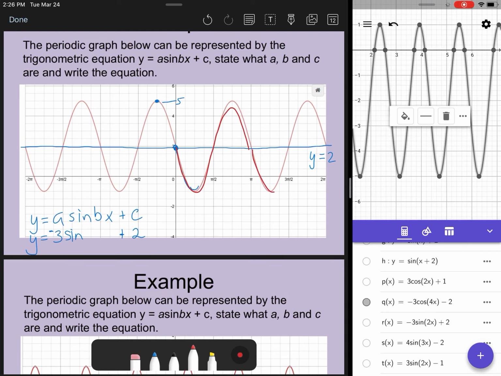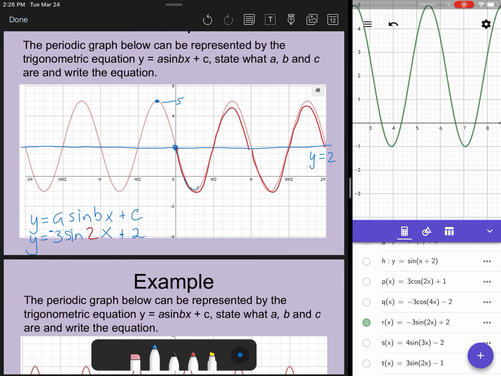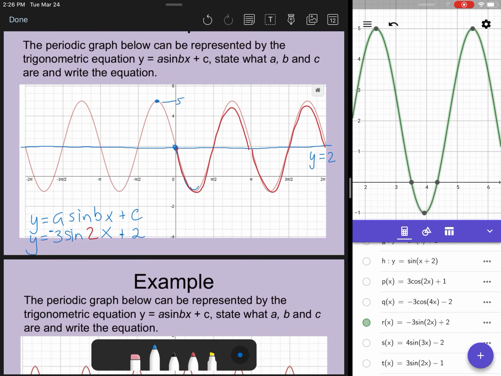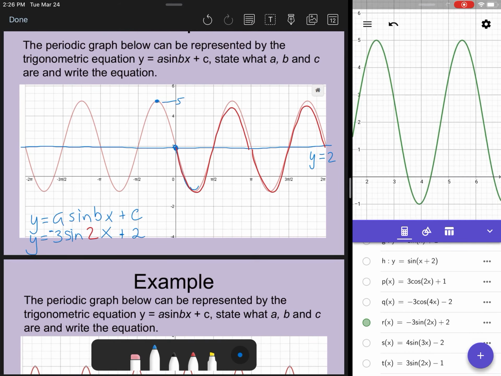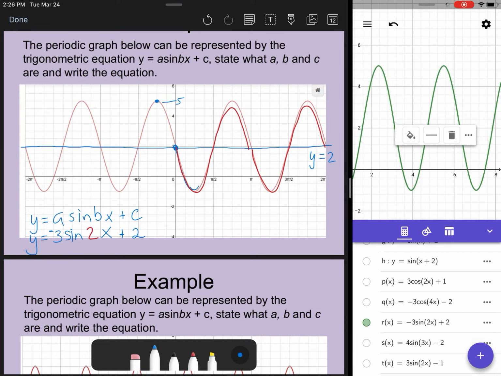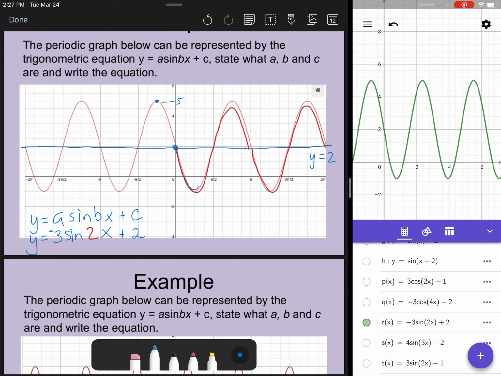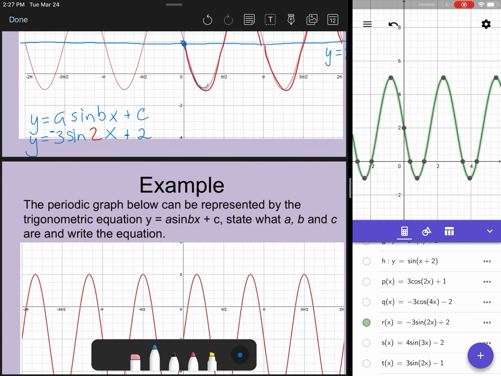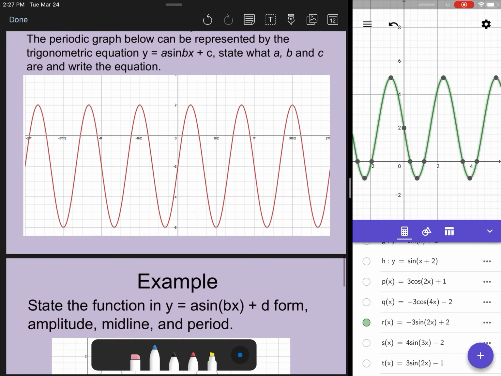Okay, what is the frequency? We have 2 full sine curves, so it's going to be 2x. Okay, and again, we can check that in there. And there we go. Might just look a little bit different because we're looking at a piece of it. Yep, there we go.